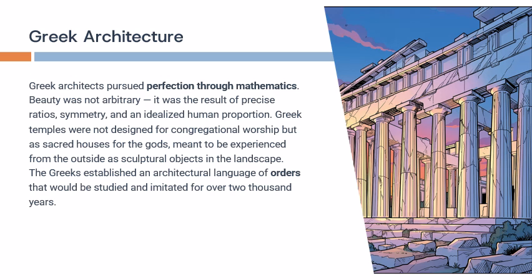Greek temples were not designed for worship, but as sacred houses for the gods, meant to be experienced from the outside as sculptural objects in the landscape. The Greeks established an architectural language of orders that would be studied and imitated for over 2000 years. So they used mathematics to bring very precise and well-proportioned buildings.